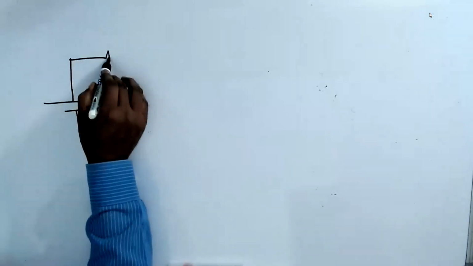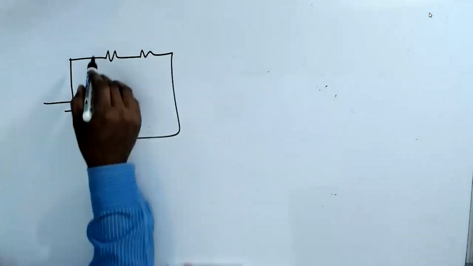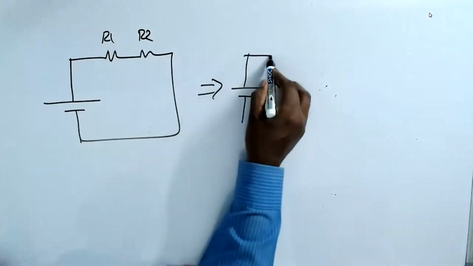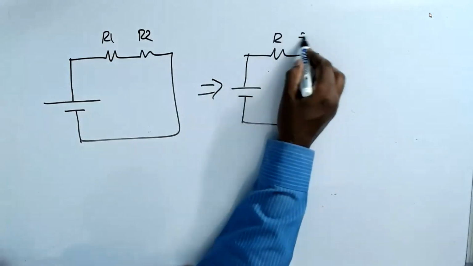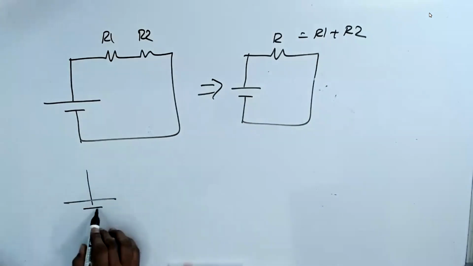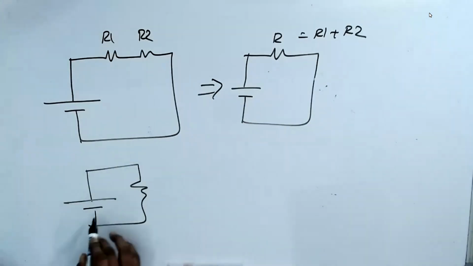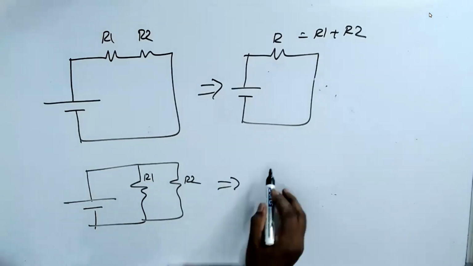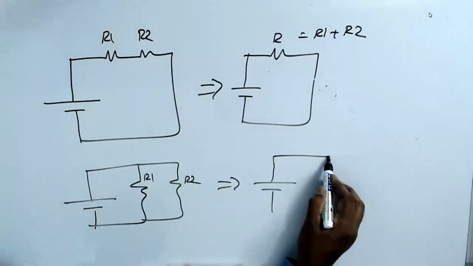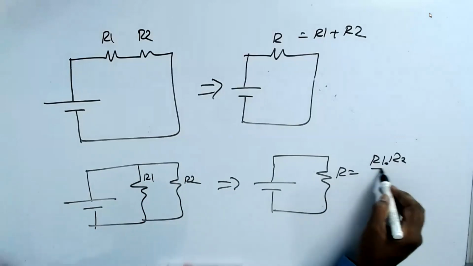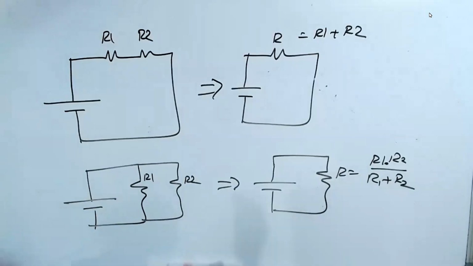if I connect two resistors in series, R1 and R2, the equivalent R is equal to R1 plus R2. Same way, if you connect two resistors in parallel, R1 and R2, R is equal to R1 R2 by R1 plus R2. Enough. You will do wonders with this.